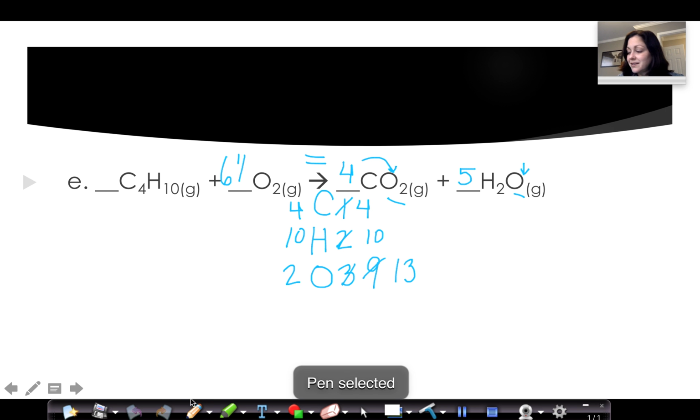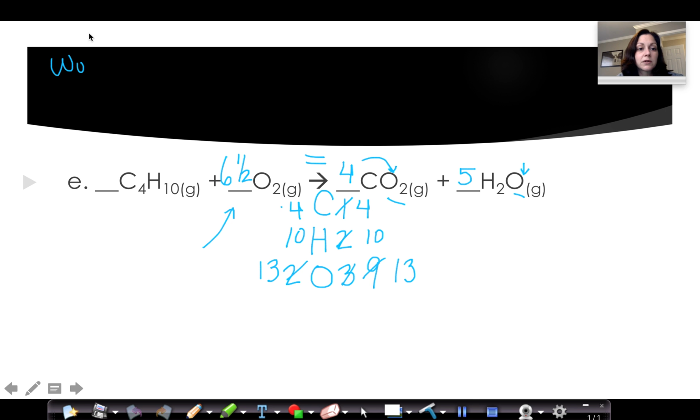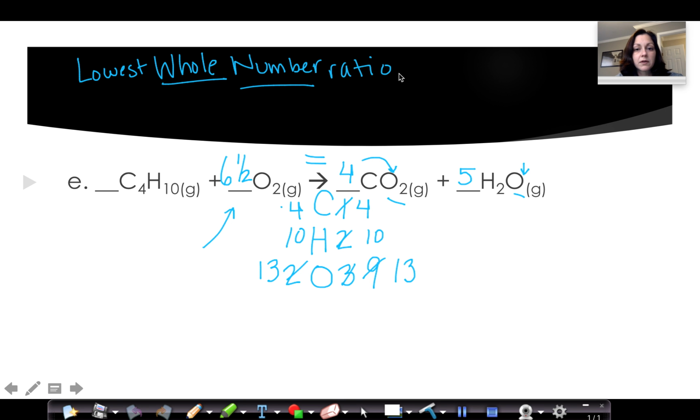If I put a 6 and 1/2 here, that 6 and 1/2 times 2 gives me a 13. So I have 4 and 4, 10 and 10, 13 and 13. But there's a problem with this. When we balance equations, we have to use the lowest whole number ratios. And this 6 and 1/2 is not a whole number.